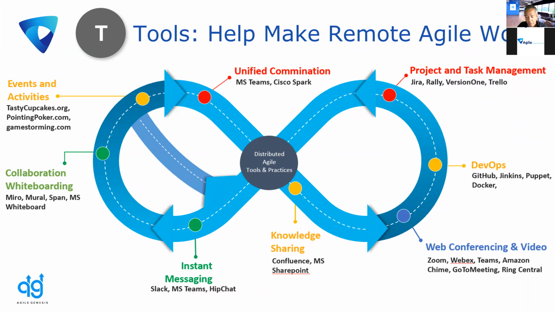You have things like unified communication. This is, you mentioned it, Microsoft Teams, you have Cisco Spark, you have quite a bit of choices available to you. This is not an exhaustive list, but one meant to give you examples of the different categories that are essential for you to have distributed collaboration. Project management, many of you pick Jira. You also have Rally available to you, Version One, and Trello.